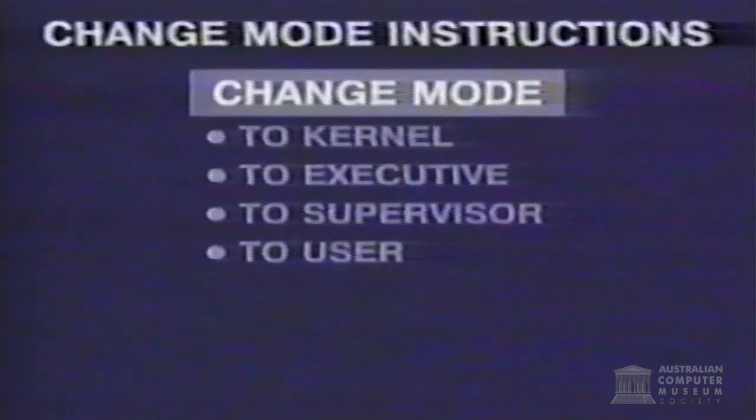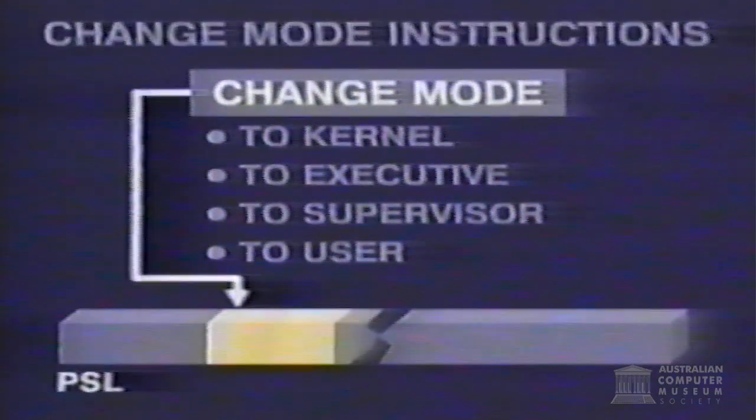One group of instructions is related to the access mode in which the CPU is executing. These change mode instructions allow VMS to change the processor access mode when necessary. 4 different access modes are possible, each with a different level of privilege. The processor status long word contains a group of bits that store information about the processor access mode. Change mode instructions change the contents of these bits to reflect the new access mode.